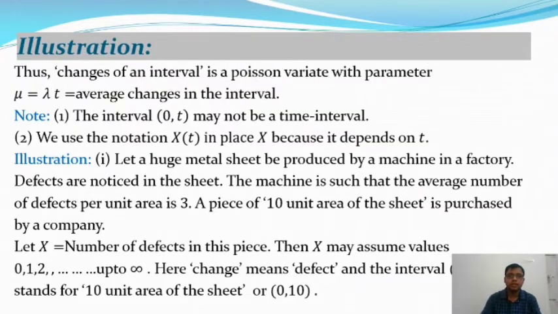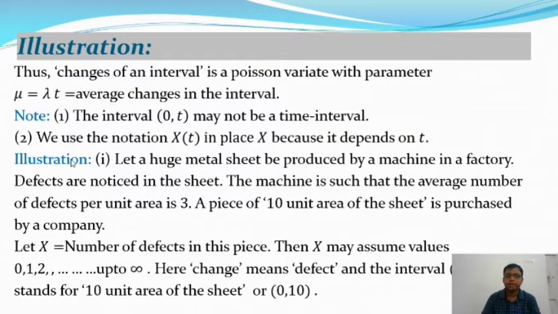Therefore, the number of changes in the interval is a Poisson variate with the parameter mu equal to lambda into t, and this is actually the average changes in the interval 0, t. So there is a note on the distribution function: this is where the Poisson distribution fits. The interval 0, t may not be a time interval, and we use the notation X_t in place of X because it depends on t.